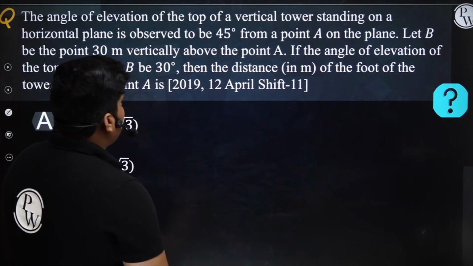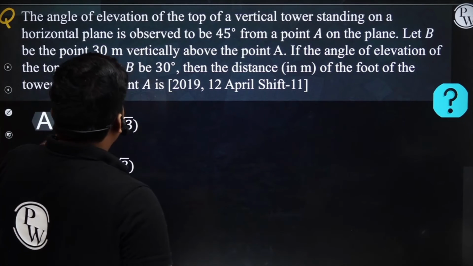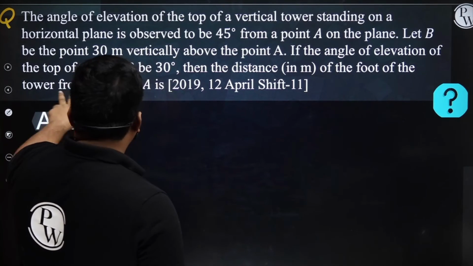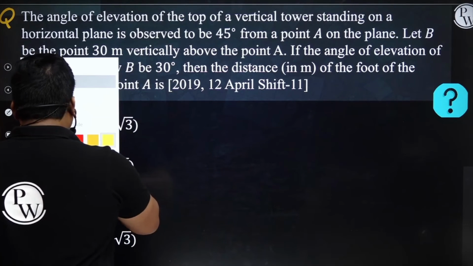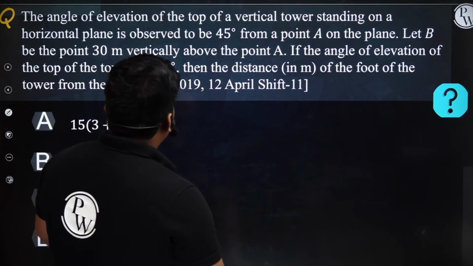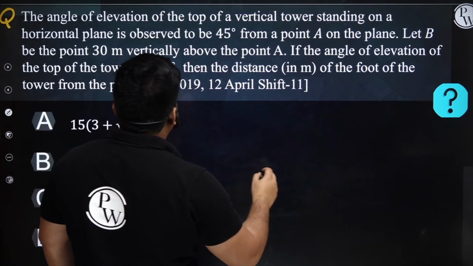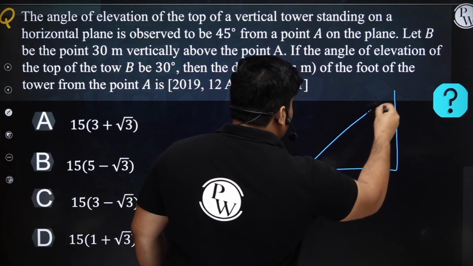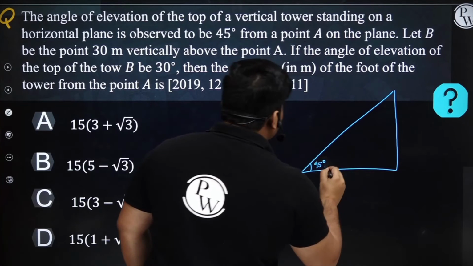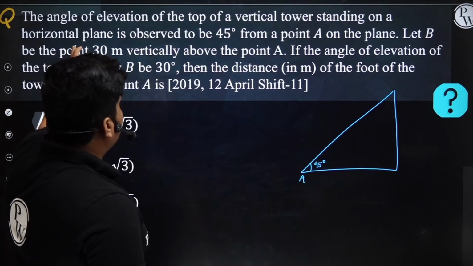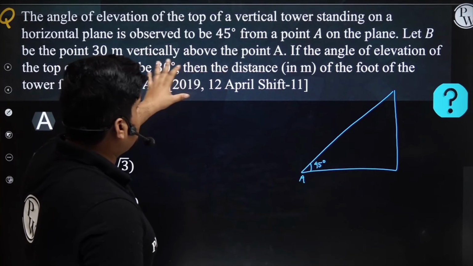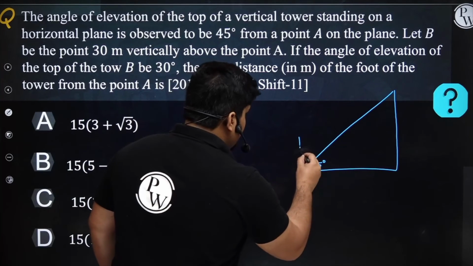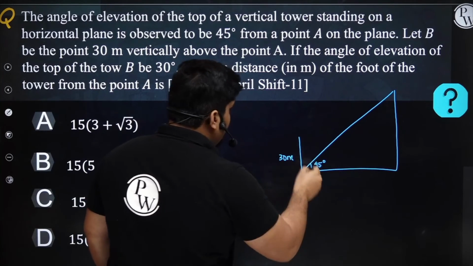The angle of elevation of the top of a vertical tower standing on a horizontal plane is observed to be 45 degrees from a point A on the plane. Let B be the point 30 meter vertically above the point A. I think we have been doing this same type of question, so let's solve one more. So B is the point which is 30 meter vertically above the point A.